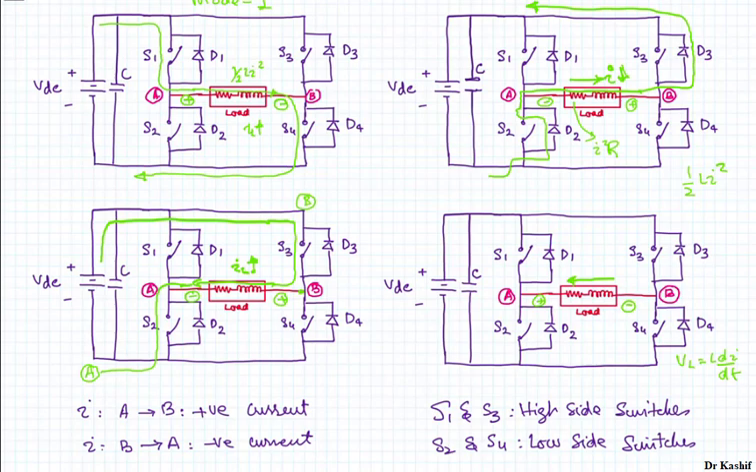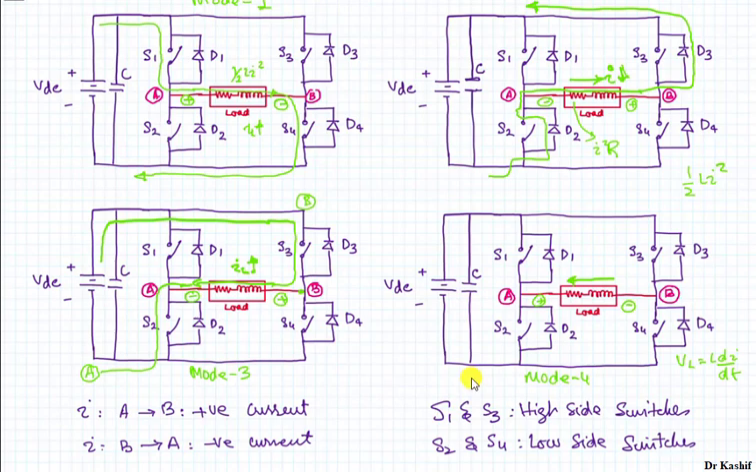So over here it was plus minus in mode 3, so in mode 4 it should be opposite of that one. And the other way of explaining is that as you have applied gate pulses to S1 and S4, this point is now connected with the positive terminal of the source, and this point is connected with the negative terminal of the source. So the load polarity is like that.